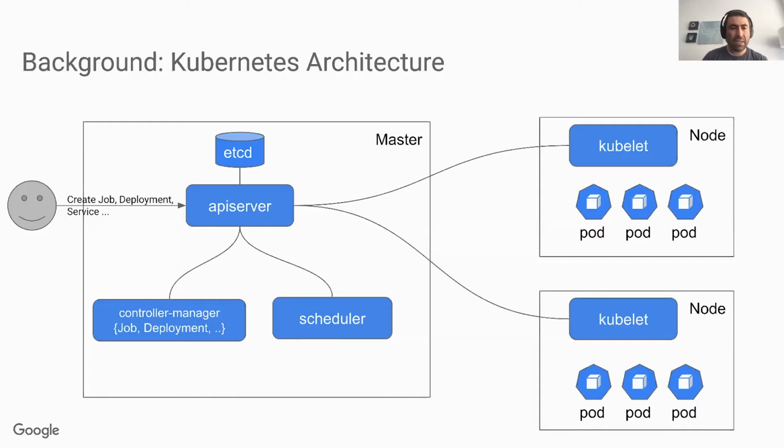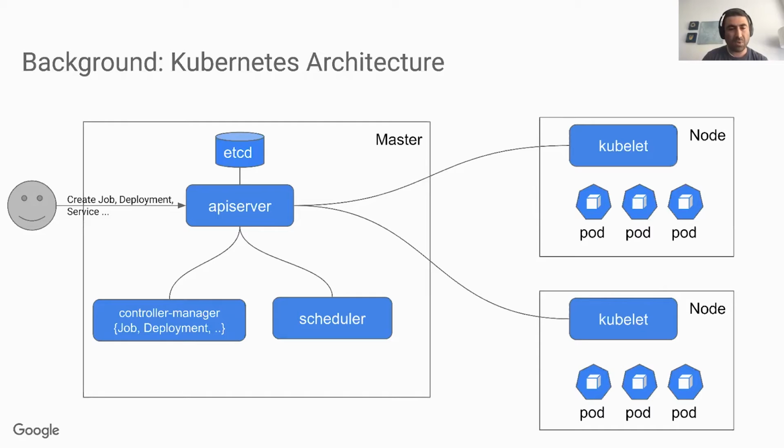So as I mentioned, users create resources on the API server. For example, if they create a deployment, the controller manager has what we call a reconciler that sees that there's a new deployment being created. The deployment requires creating multiple pods. That reconciler will create pod resources, again through the API server, on etcd. Once that happens, the scheduler watches for resources being created on etcd, specifically pods.